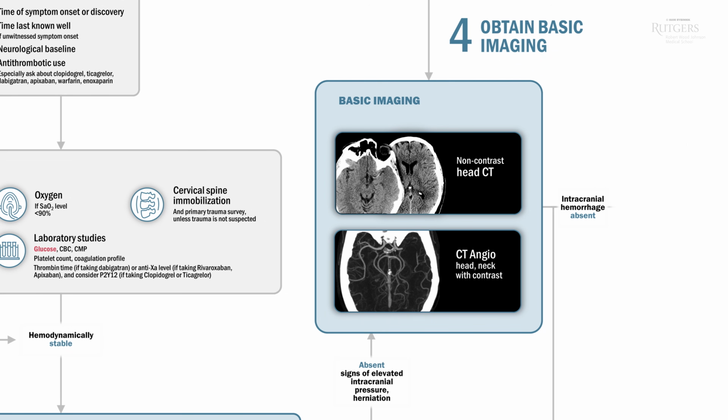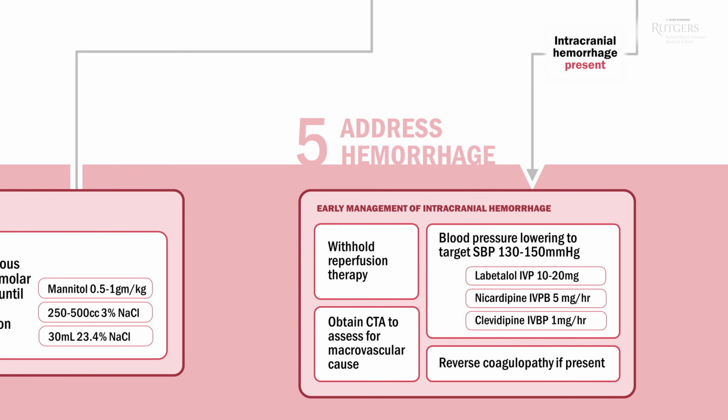Your CT is now complete. Say it shows intracranial hemorrhage. The goal of the stroke code now shifts to address hemorrhagic stroke pathology. Withhold intravenous lytics. Proceed with the CTA of the head to assess for a macrovascular cause, like an arteriovenous malformation, cerebral aneurysm, or cerebral venous thrombosis. And work to prevent hematoma expansion.